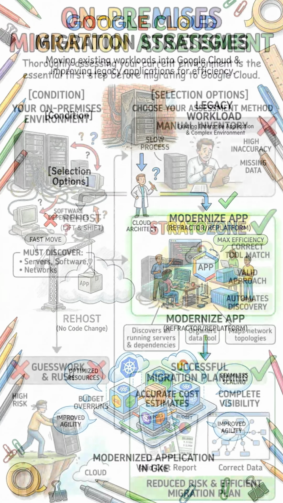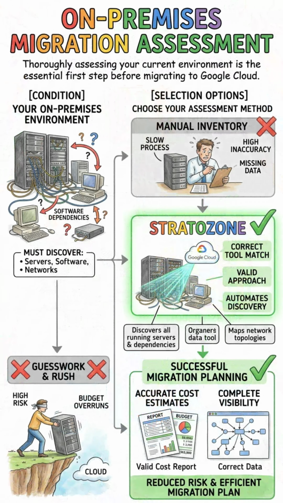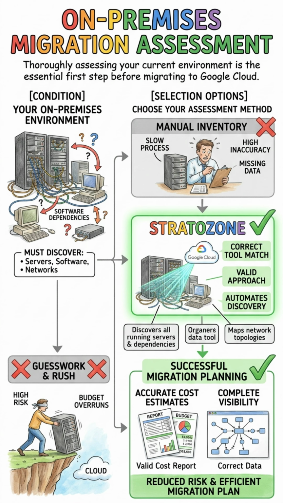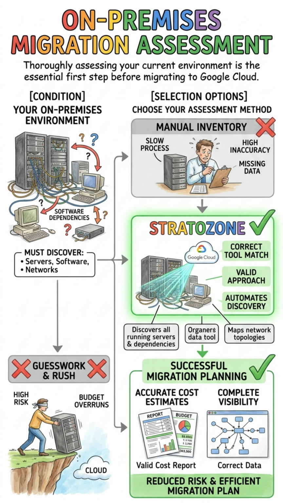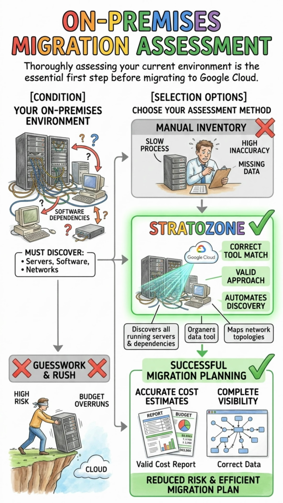Every successful migration begins with a thorough assessment of the existing on-premises environment. You cannot migrate what you do not understand, so discovering all running servers, software dependencies, and network topologies is your mandatory first step. On the exam, you will often use a Google tool called StratoZone to automate this discovery process and generate highly accurate cost reports before any actual migration begins.